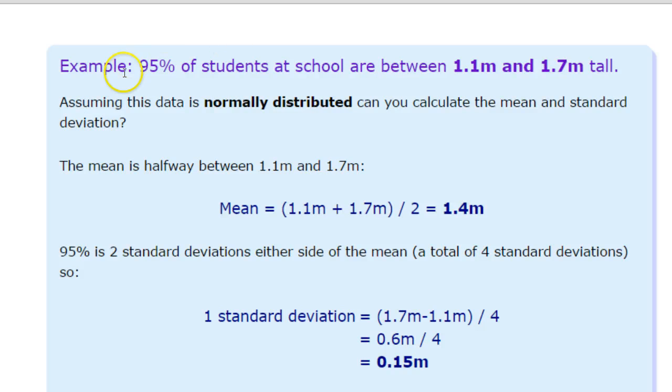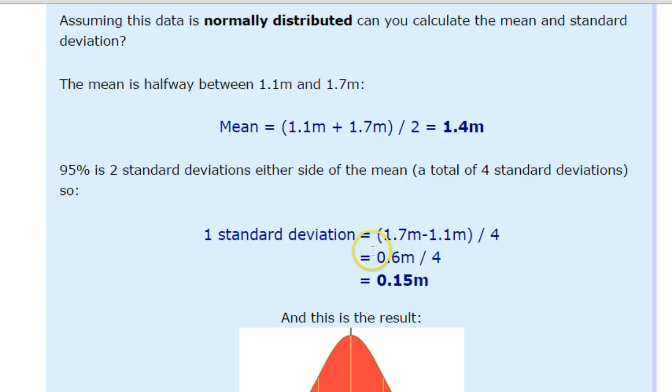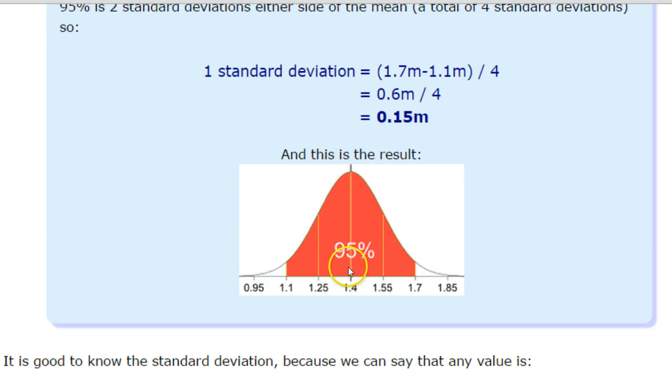Okay, so for example, 95% of students at school are between 1.1 meters and 1.7 meters tall. Assuming that this data is normally distributed, can you calculate the mean and standard deviation? The mean is halfway between 1.1 and 1.7, so we get 1.4. 95% is 2 standard deviations to either side, a total of 4 standard deviations. So if we divide to find 1 standard deviation, 1.7 minus 1.1 divided by 4, that would be 0.15 meters. And then you could actually draw out a normal curve for it.